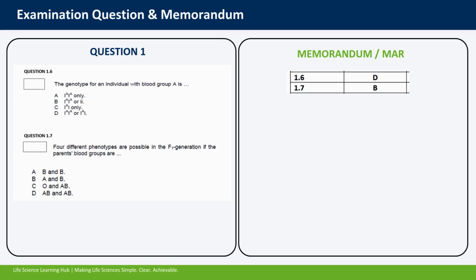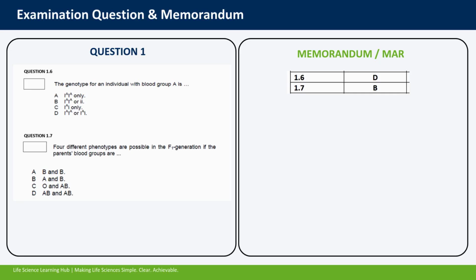Okay. Now, question 1.7 says 4 different phenotypes are possible in the F1 generation if the parents' blood groups are. Now, this question is testing whether you understand which parental combinations create the most variation in offspring. The memorandum says that the correct answer is B, which is blood group A and blood group B. Now, let's unpack why. If one parent has blood group A, their genotype could be either IA IA or IA small i. If the other parent has blood group B, their genotype could be either IB IB or IB small i.